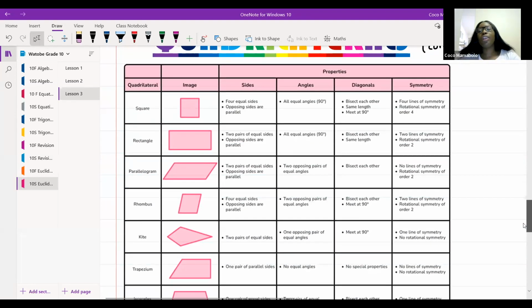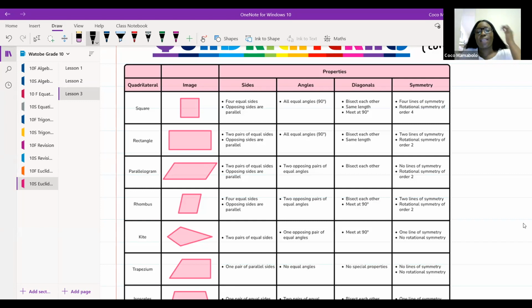Okay, so we're going to start at the very top. And remember, guys, these are not things that I can possibly teach you. We need to know these. These are things that we need to know about quadrilaterals. Quadrilaterals, again, means 4-sided shapes. So triangles, no. Quadrilaterals, only 4-sided shapes.